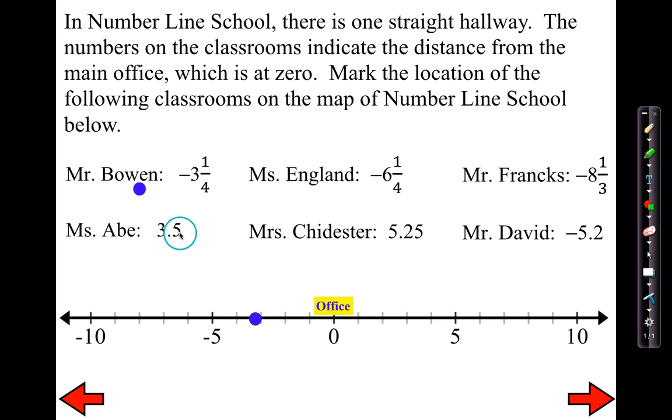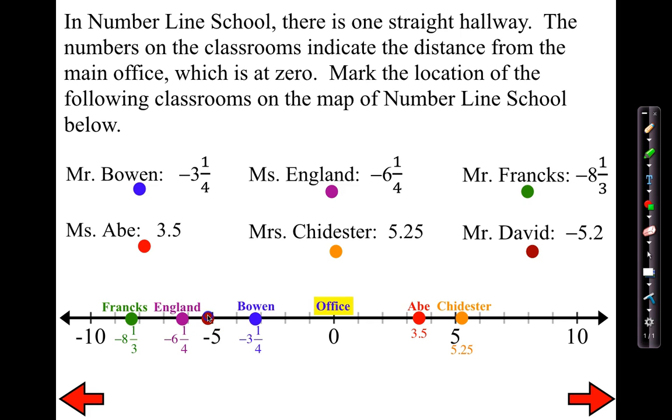Miss Abe is at 3 1/2 from the office, so that's going to be 1, 2, 3 1/2, which is right here. And then we have Miss England at -6 1/4, so we're going to the left, 1, 2, 3, 4, 5, 6. 6 1/4 is probably around here. Miss Chichester is at 5 2/500, which is approximately right here. We have Mr. Franks, which is -8 1/3, so here's 6, 7, 8 1/3, probably around here. And then Mr. David, which is -5 2/10, which is approximately around here.